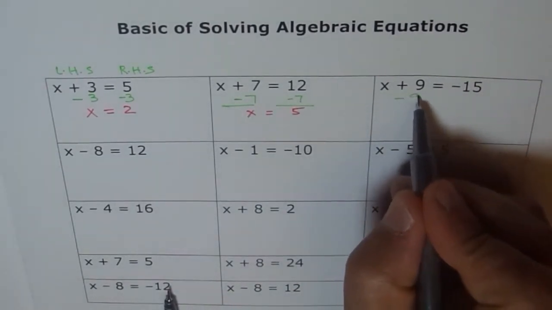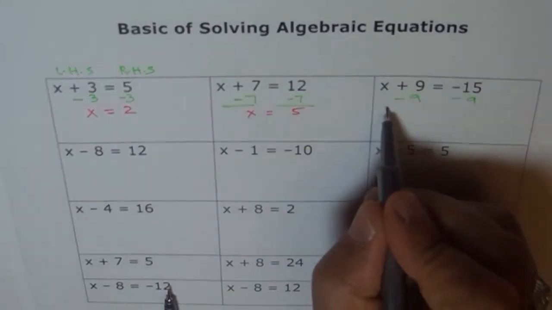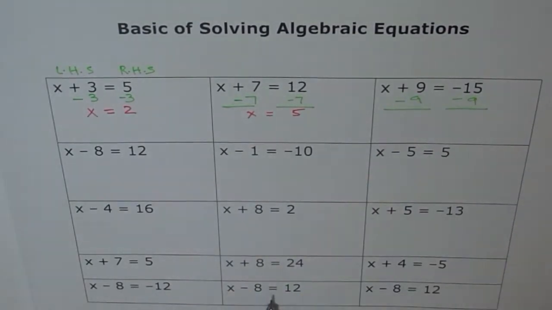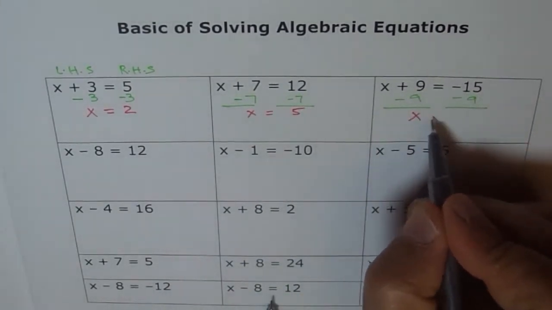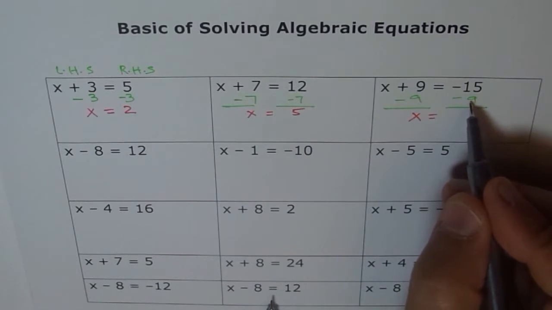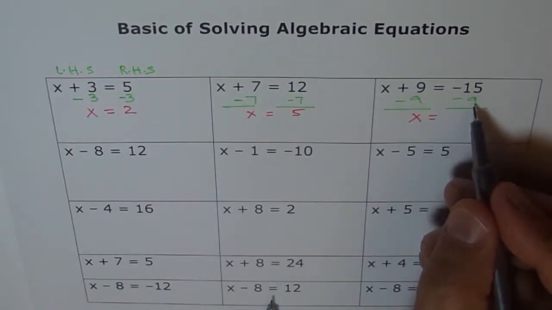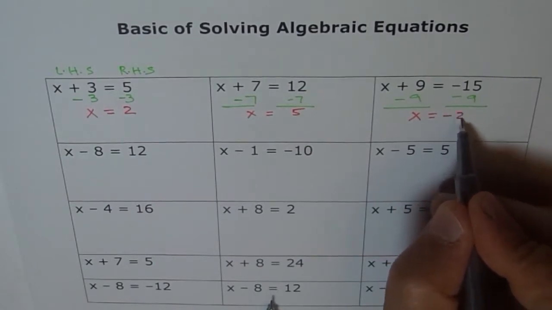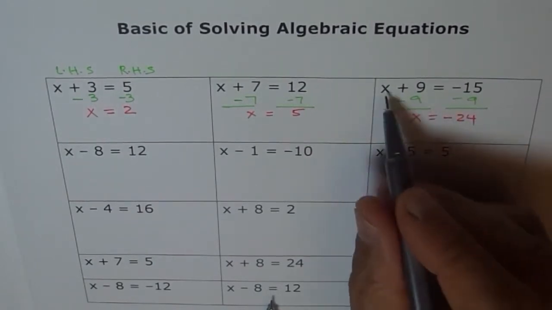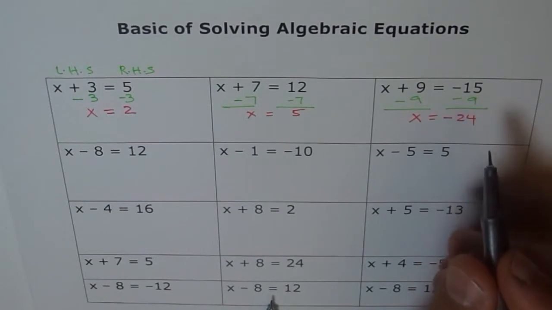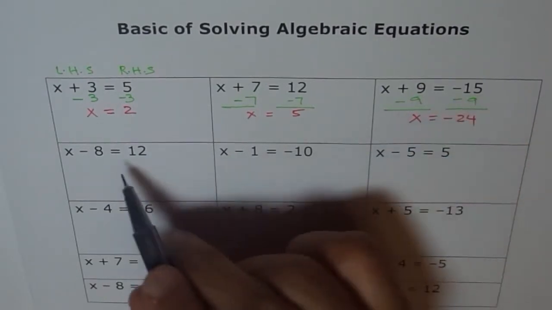Now here, what should I do? I should take away 9. When I take away 9 from here, what do I get? I get x on this side, and minus 15 minus 9 gives me a bigger minus number, which is like 15 plus 9, 24. You can check: minus 24 plus 9 is minus 15. We'll follow this method here also.